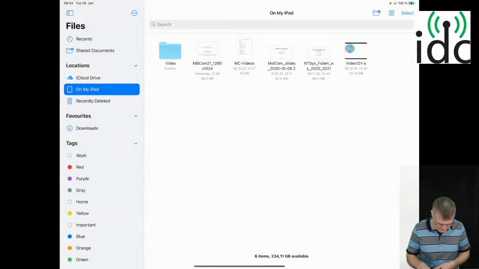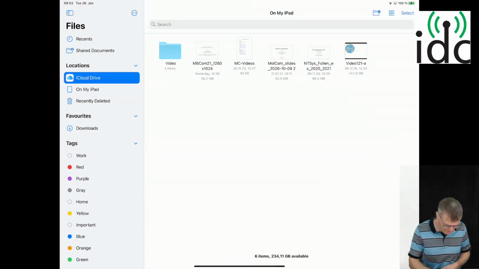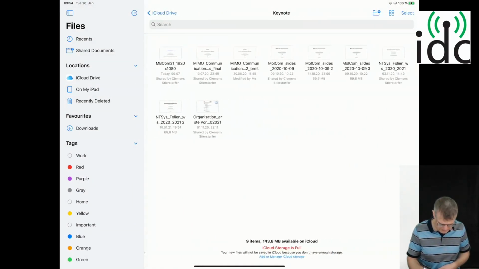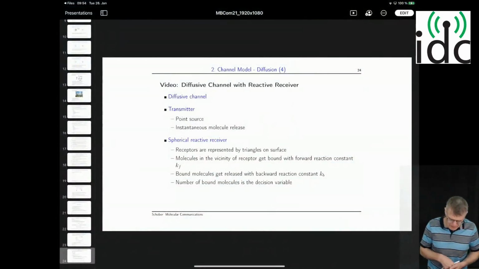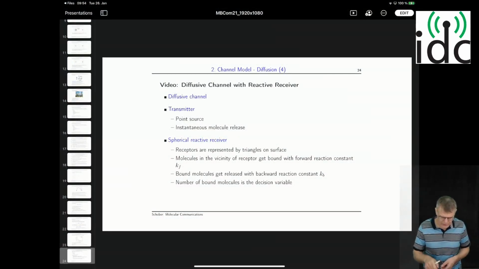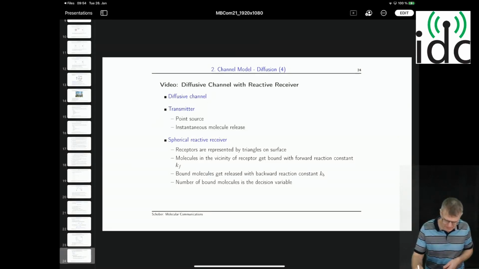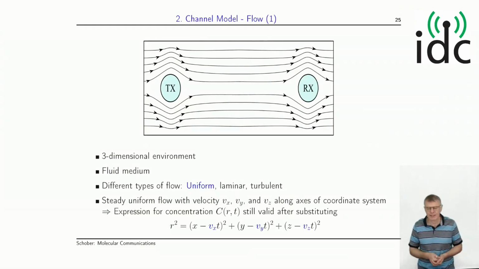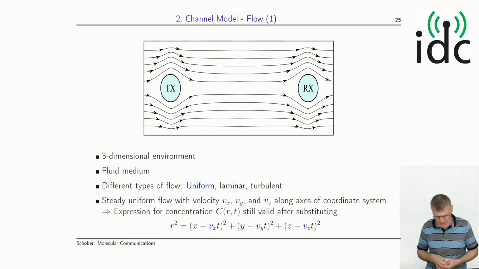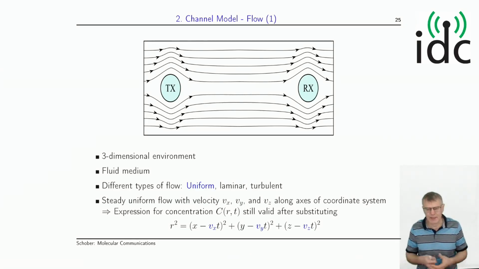Okay, so then let's get back to this. Right, so this was diffusion. Of course, diffusion is not the only mode of transportation in molecular communication environments. In fact, there are some environments where diffusion does not play a huge role, right? Where actually another phenomenon is more important, and that is flow, right?